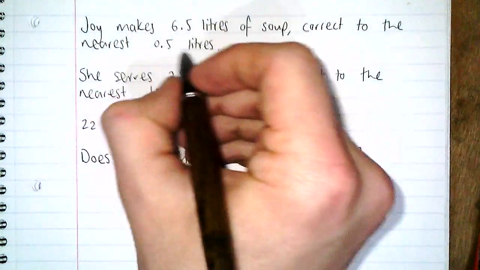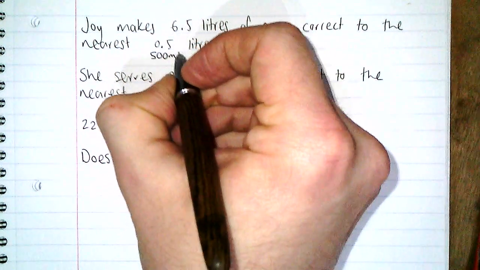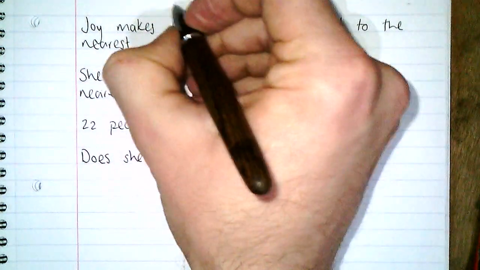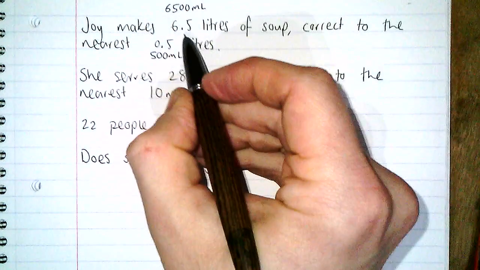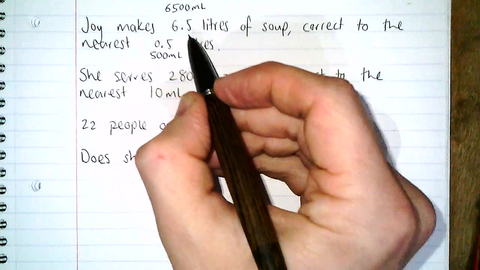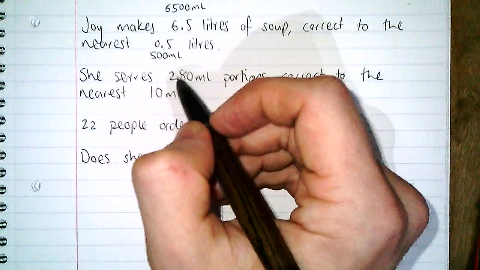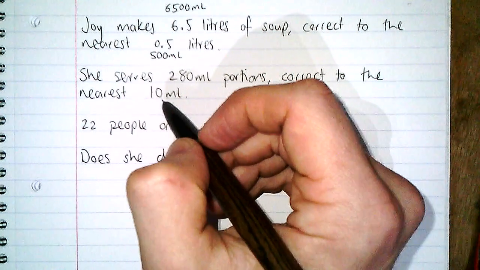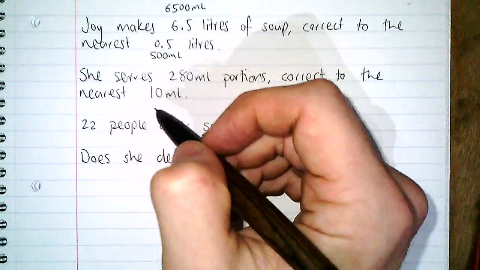So here 500 millilitres is the same as half a litre, and 6,500 millilitres is the same as 6.5 litres, because there's 1,000 millilitres in every litre. Same way there's 1,000 millimetres in every centimetre, 1,000 milligrams in every gram, and so on.